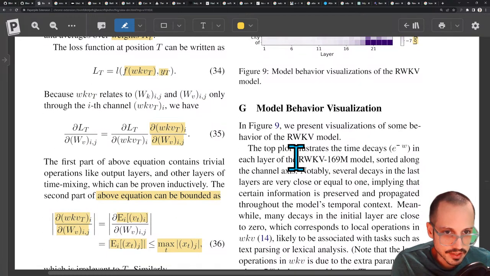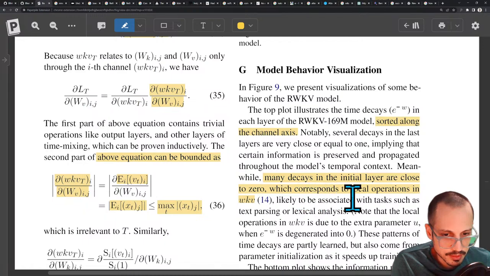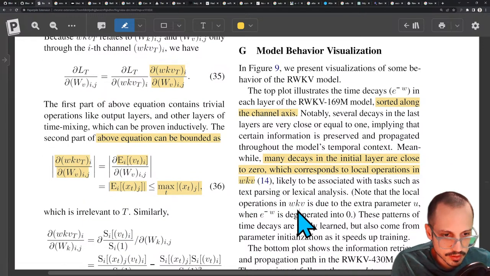Let's see, they explain it here, so let's see if they actually explain it. Present visualizations of some behaviors. The top plot indicates the time decays in each layer sorted along the channel axis. Notably, several decays in the last layer are very close to or equal to 1, implying that certain information is preserved and propagated throughout the model's temporal context. Meanwhile, many decays in the initial layer are close to 0, which corresponds to local operations in WKV, likely to be associated with tasks such as text parsing. Local operations in WKV is due to the extra parameter U when e to the negative w is degenerating to 0. These patterns of time decay are partly learned, but also come from parameter initialization.